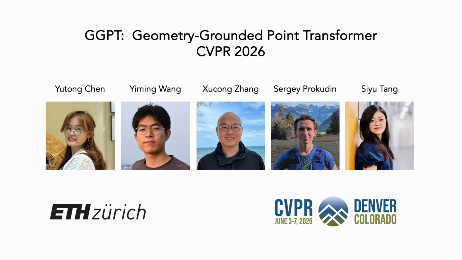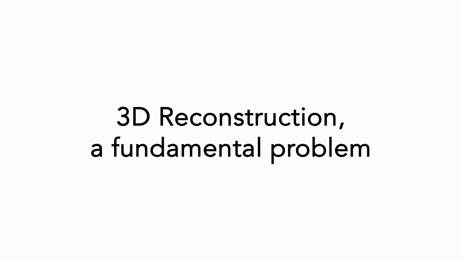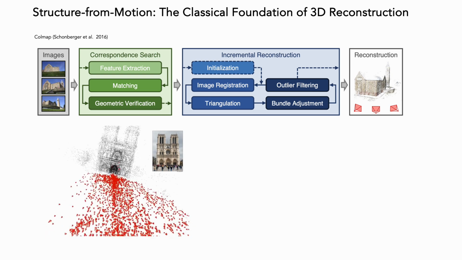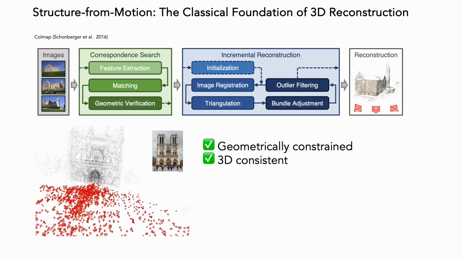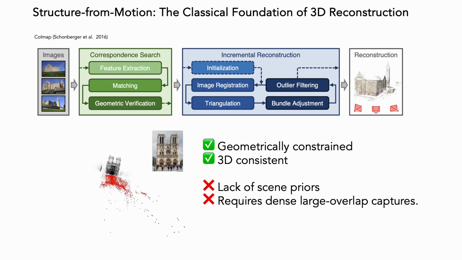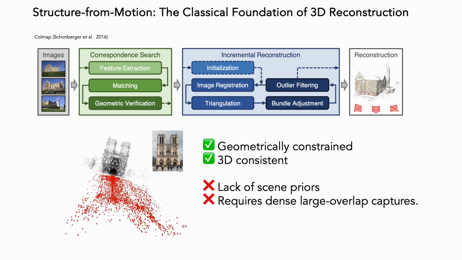We are glad to present our work, GGPT, Geometry Grounded Point Transformer. 3D reconstruction is a fundamental problem. Serving as the classical foundation for 3D reconstruction, structure from motion methods produce geometrically constrained results. However, it lacks general scene prior and heavily relies on dense input captures.